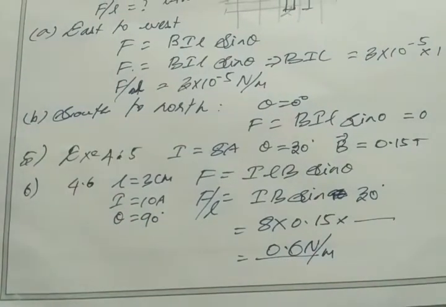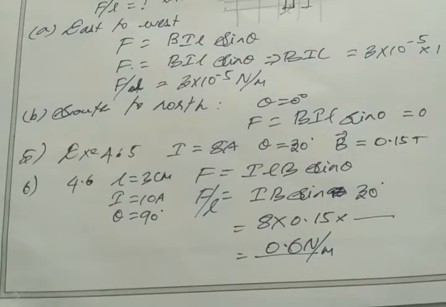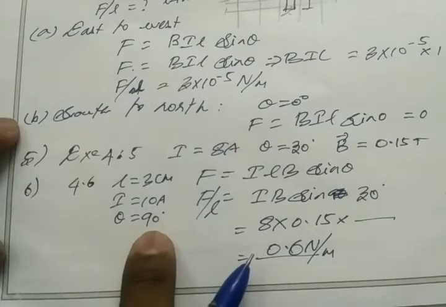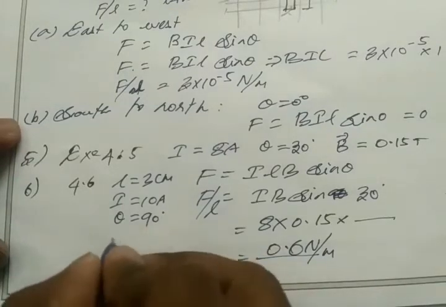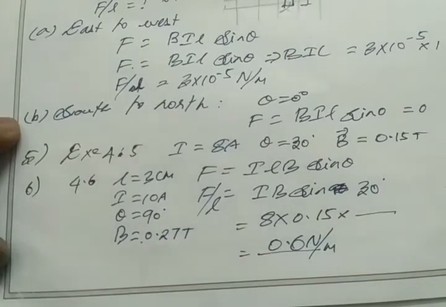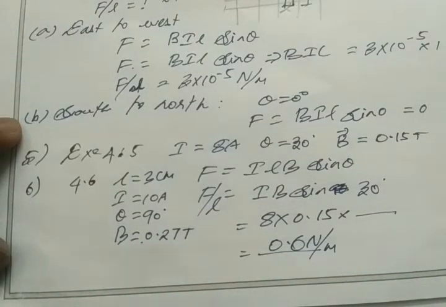So we place this current carrying wire inside the solenoid, no problem wherever they placed. Our only concern is whether it is placed perpendicularly or not. They said it is placed perpendicularly with the magnetic field, so our theta is 90 degrees. The magnetic field inside the solenoid is given as 0.27 Tesla. What's the magnetic force on the wire?